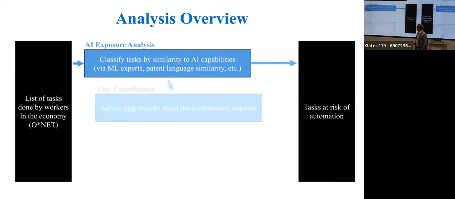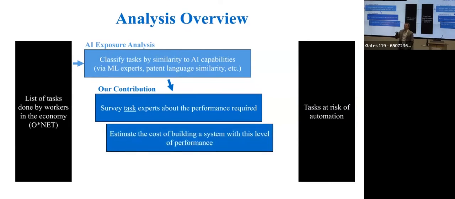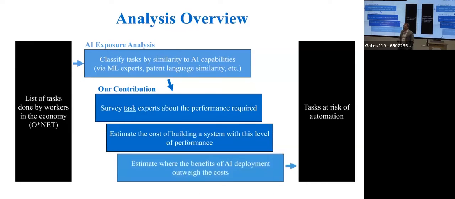What we're going to do is start by actually surveying task experts, not machine learning experts. We're then going to take their answers about the performance that's required for something, and we're going to say, well, how much would it cost to build a system that has that level of capabilities? And then lastly, we're going to say, okay, at the level where this is going to be adopted, does that mean the economics are attractive or unattractive for actually adopting? Okay. So in our view, there are contributions to all three of these.